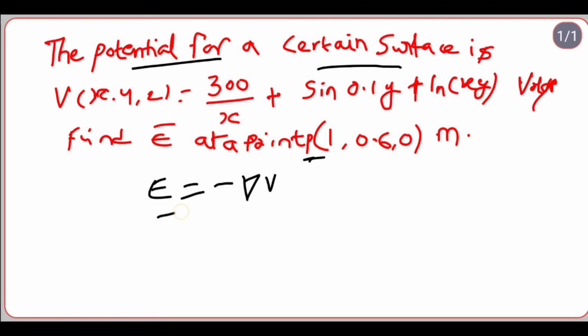We are using simply the E equal to minus del V formula. We already know V is given as 300 by x plus sine 0.1 y plus ln xy. We want to calculate E bar. E bar means electric field intensity. Electric potential is given, and electric field intensity we have to calculate, using E equal to minus del V.